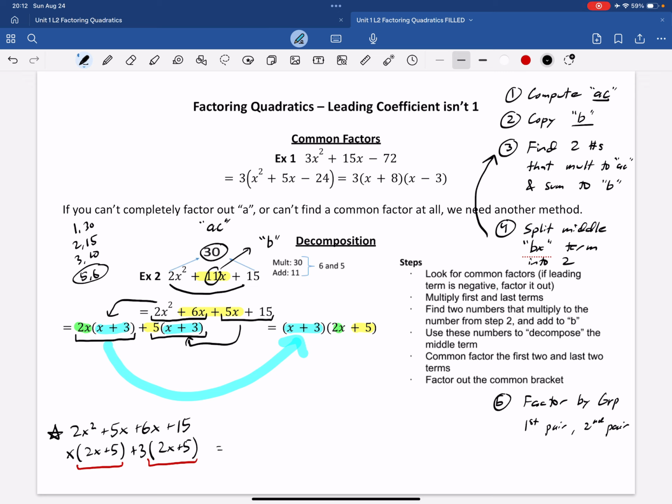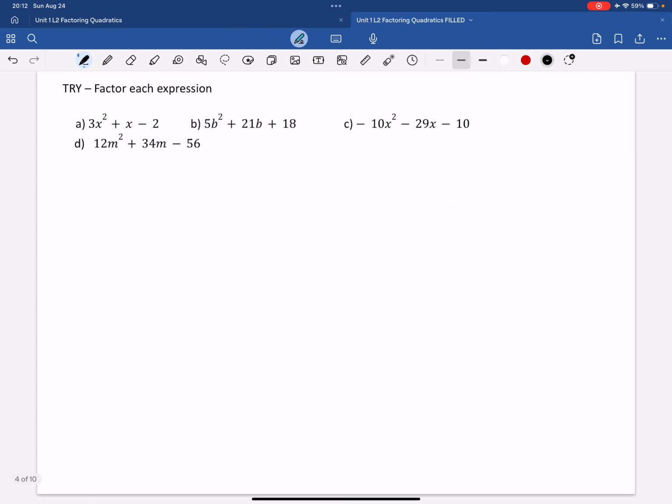So this is going to become, if I take that 2x plus 5 out, I get x plus 3, okay? This is the exact same thing as this, just the order's different. Okay? So guys, this is a really good method. If you don't have a method that works for you, this is a good one. Let's just pick this one, okay?